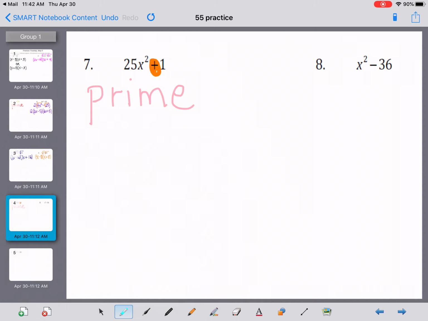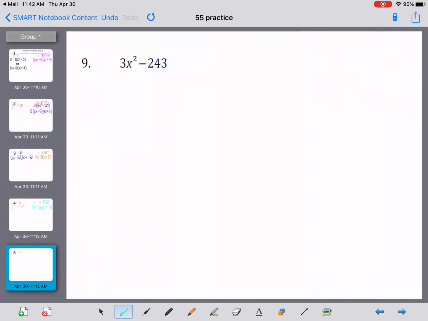When we take a look at number 8, we do have a minus sign in between. We can take the square root of x squared, and we can take the square root of 36. We're going to write down our two parentheses. Sorry, I almost forgot that. Take the square root of x squared, we get x. Take the square root of 36, we get 6. Difference between two squares, different signs. And we factored.